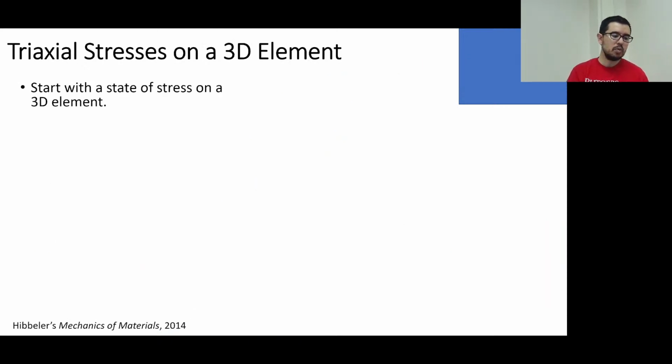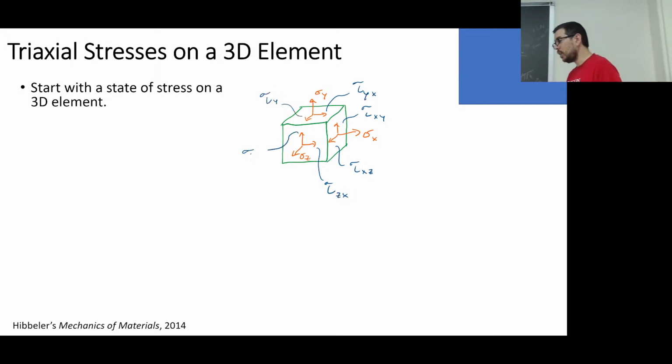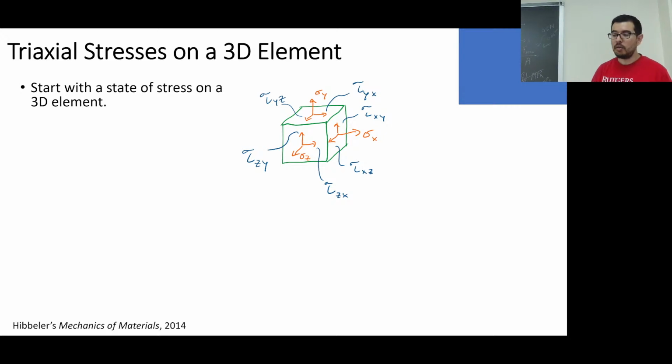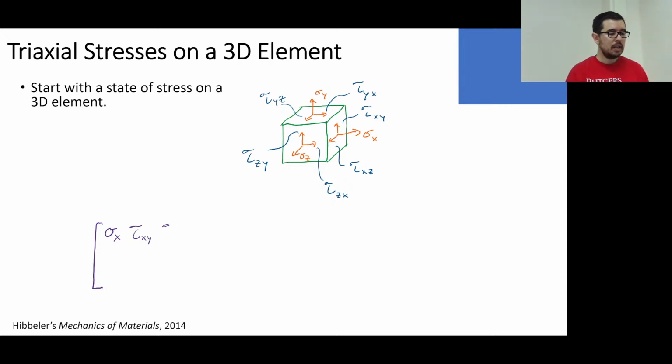Okay? So to discuss this idea of triaxial stresses on a 3D element, we will start with a state of stress on a 3D element. Okay? So maybe it's something that looks like that. There's a sigma x, sigma y, sigma z, and there's a tau xy, tau xz, tau yz. Okay? And so to define that state of stress, you need 6 components. And so we can fill up the tensor like that.